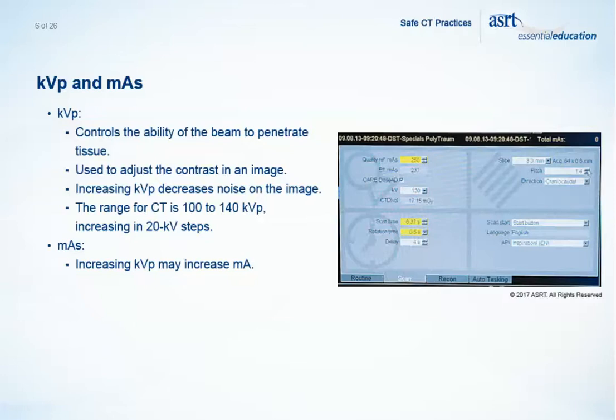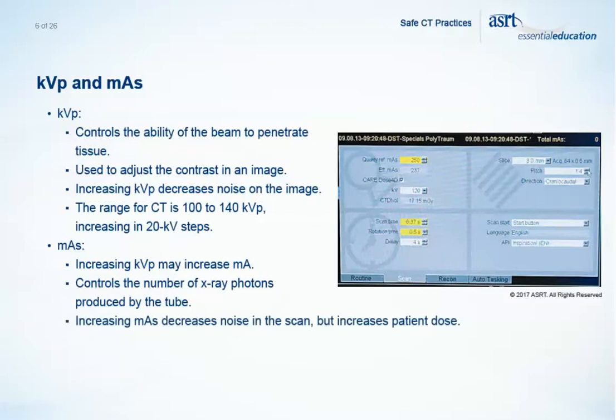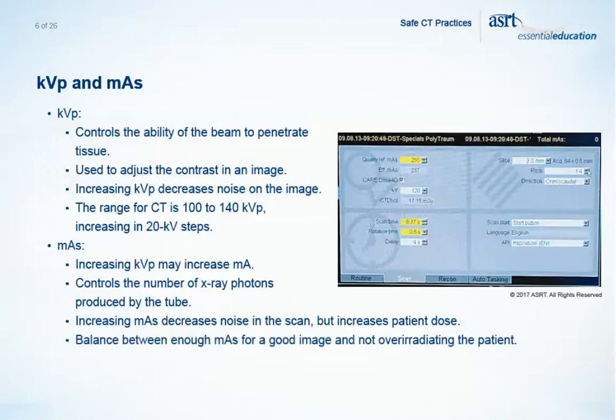scan parameters. The technical factor, milliampere seconds, or mAs, controls the number of X-ray photons produced by the tube. An increase in mAs results in less noise in the scan, but an increase in patient dose. It's a delicate balance between using enough mAs to create a good image and not over-irradiating the patient.